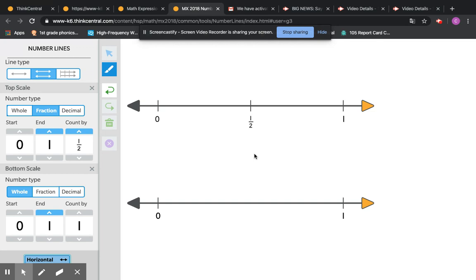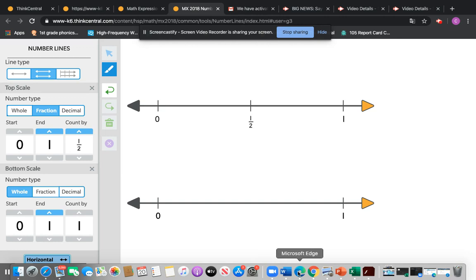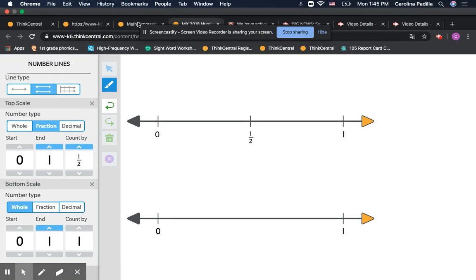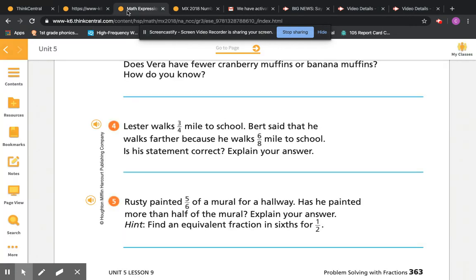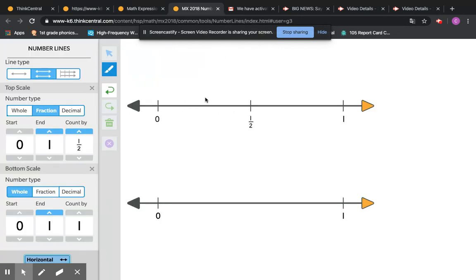But you're going to draw two number lines, and on the first number line, you are going to plot the first fraction that is in the problem. And on the second number line, you're going to plot the fraction that is in the second part of your problem. So the fractions were 3/4 and 6/8. Okay, so on top here, I'm going to be plotting 3/4.